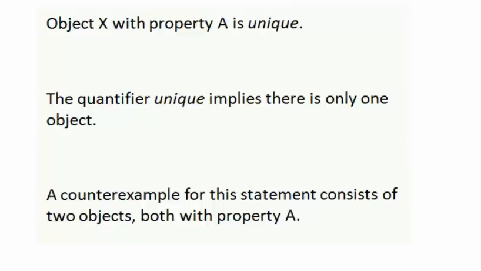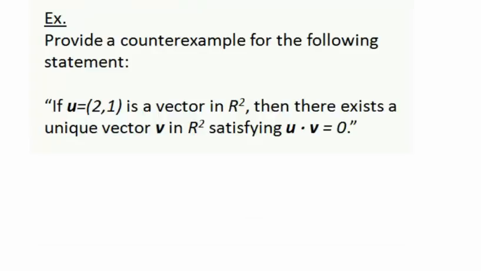In our particular statement, we have object X with property A is unique. The quantifier unique here at the end implies that there's only one object X with property A. So a counterexample for a statement containing the quantifier unique is going to consist of two particular objects that both have property A. So let's go ahead and take a look at a couple examples.